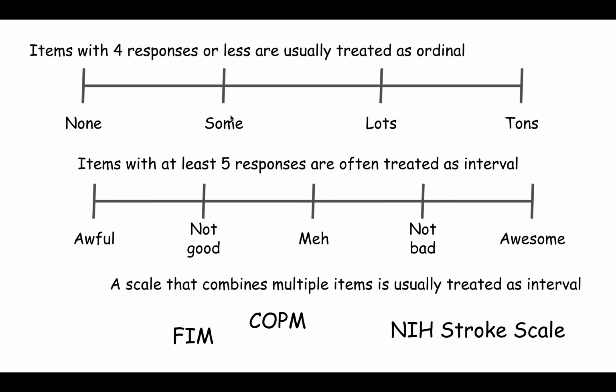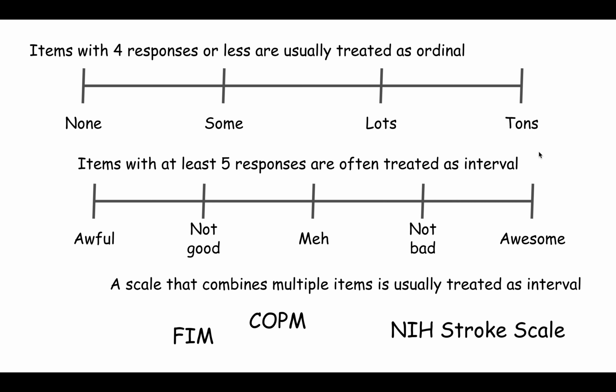Items with 4 responses or less are usually treated as ordinal. And as I've said, the distinction between ordinal and interval and parametric and non-parametric can be contentious, and this is where the primary contention lies. Items with at least 5 responses are often treated as interval and often treated as parametric.